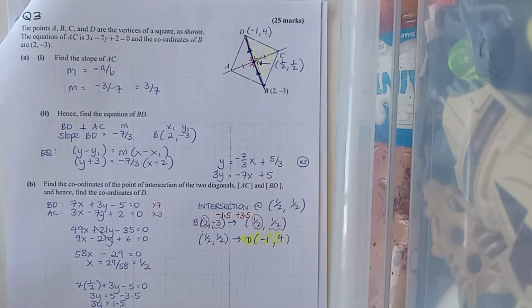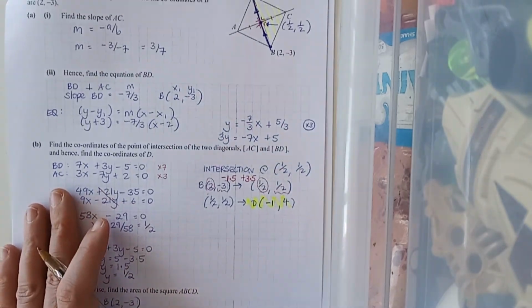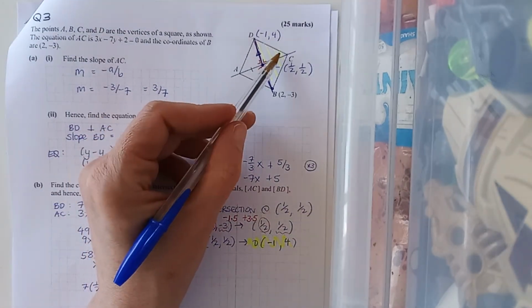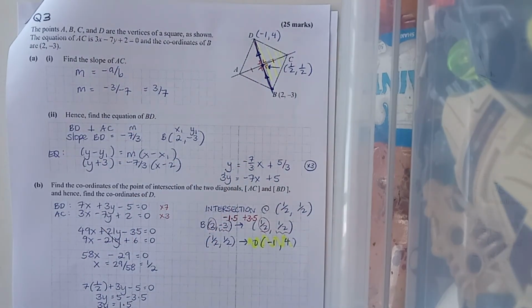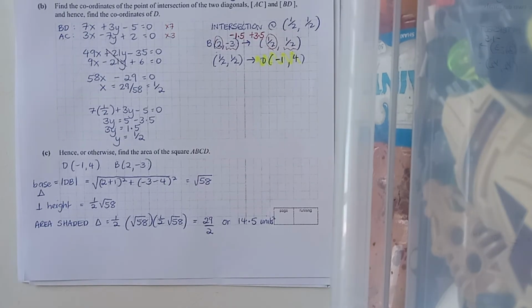Just bear in mind that's only half of my diagram that I shaded here. I'll have to double whatever answer I get at the end. So I've got a half the base times the perpendicular height. That gives me 29 over 2 or 14.5 units squared, but the whole square ABCD is twice that, which is 29 units squared.